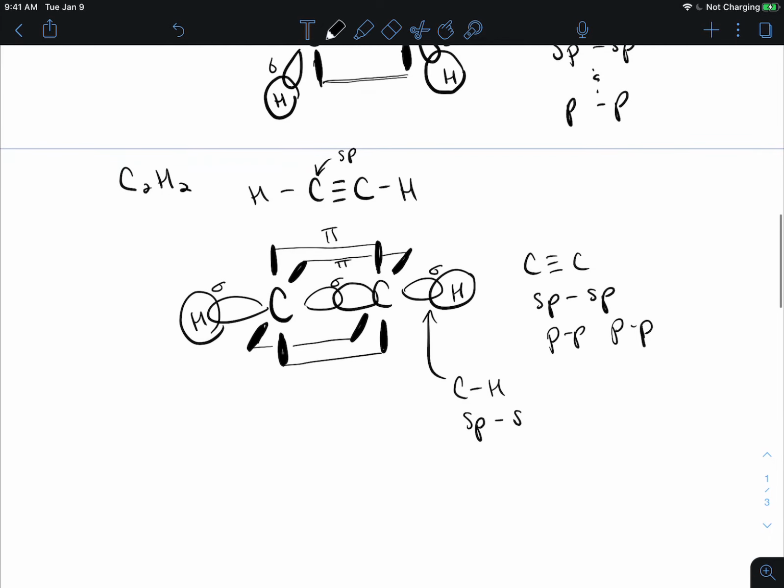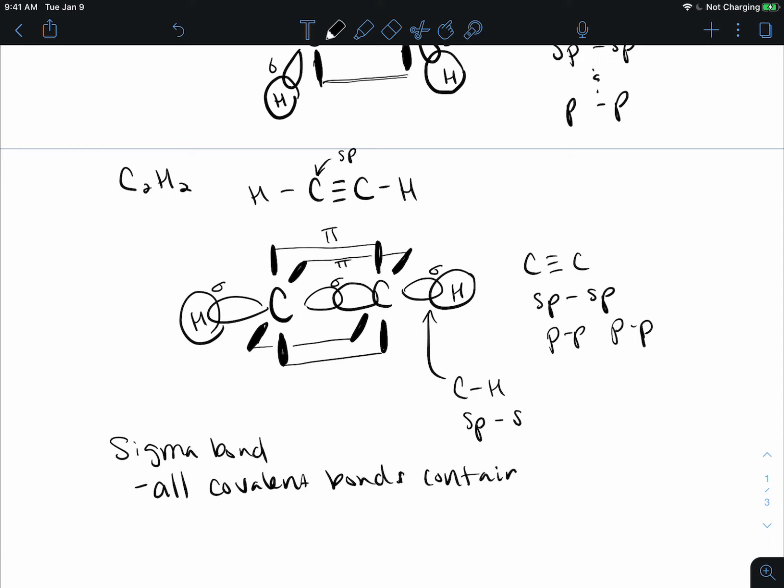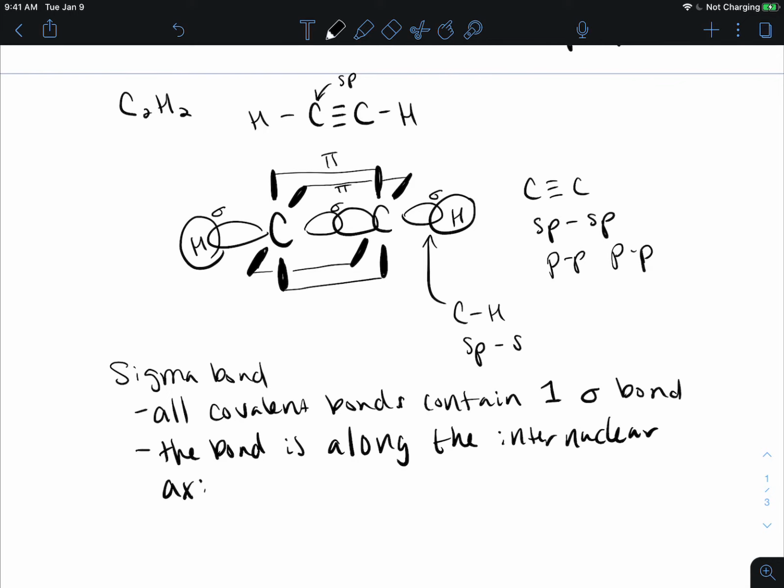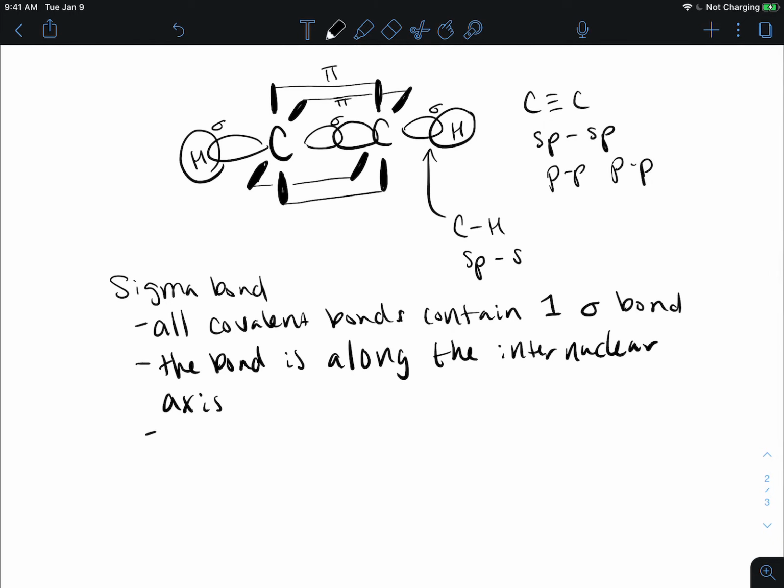So hopefully you notice that all covalent bonds contain one sigma bond. And the bond is along the internuclear axis. So that means the electron density here is along the internuclear axis.